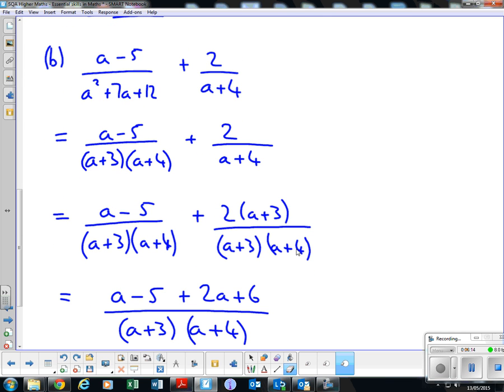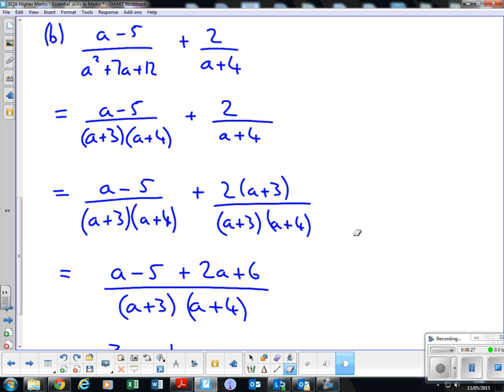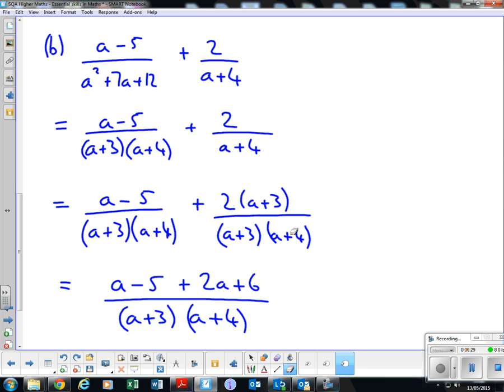Alright, example B. Multiplying this by something to make this, well, that looks quite tricky, so I'm going to try and factorize this bit first. All I'm doing on the second line is factorizing this. If you've done the previous exercises, hopefully you're a black belt in factorizing these by now.